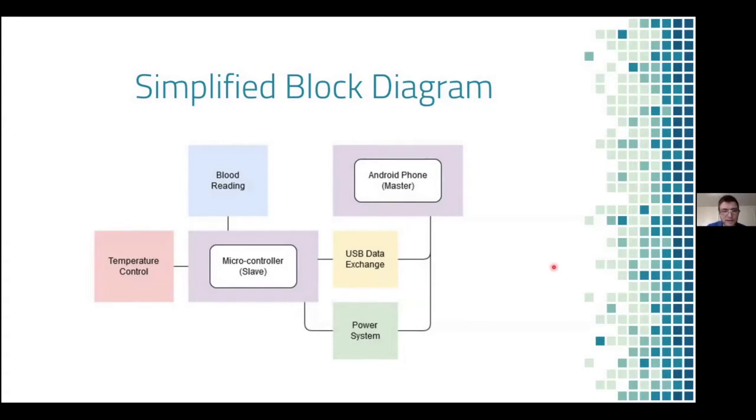So we created a system. Here is the simplified block diagram of our system. The user uses an Android phone to control the system. The microcontroller, the slave, communicates between all of the other subsystems in our entire system. We have a blood reading system up here, a temperature control system, and of course, a power system.